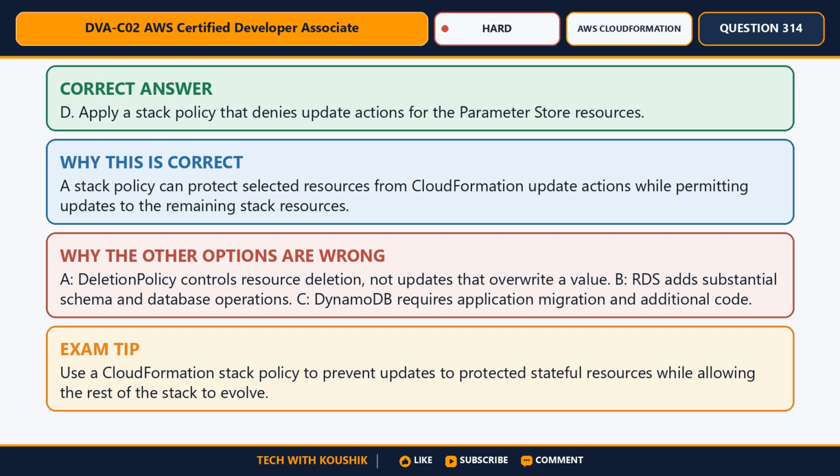A. Deletion policy controls resource deletion, not updates that overwrite a value. B. RDS adds substantial schema and database operations. C. DynamoDB requires application migration and additional code. Exam tip. Use a CloudFormation stack policy to prevent updates to protected stateful resources while allowing the rest of the stack to evolve.